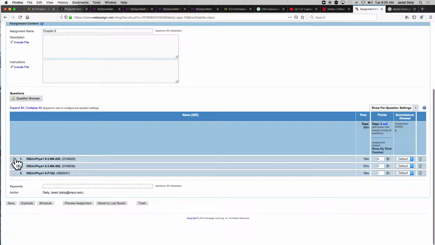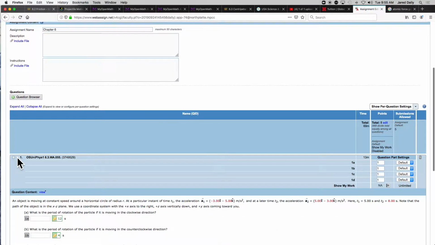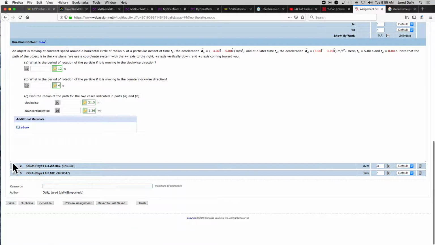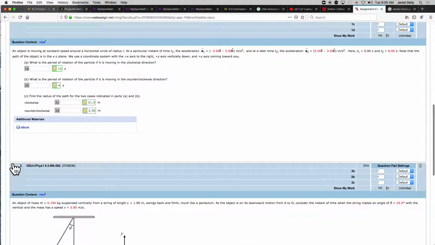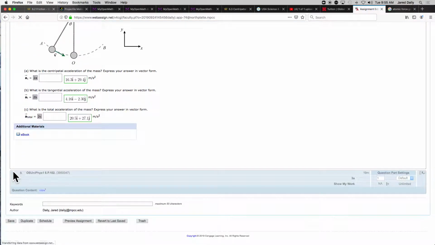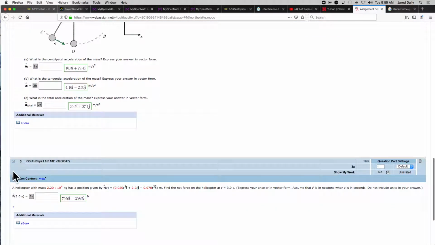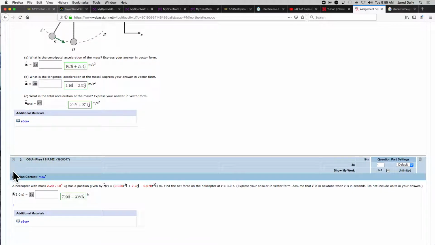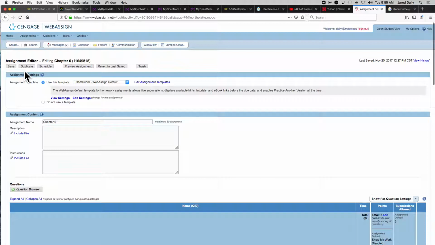We have 3 questions in here. One of them is rotation. That's the first one. Next one is pendulum. And the last one is helicopter. Okay, we're going to add in some basic problems, mostly friction, I think, to get us started here.